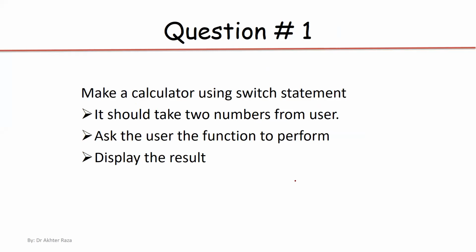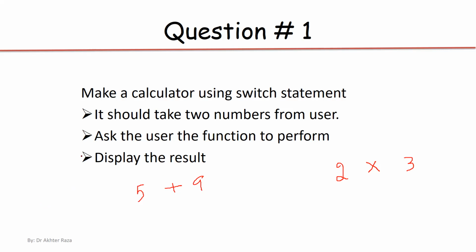Now we have a complete program here. Make a calculator using the switch statement. It should take the two numbers from the user, ask the user the function to perform, and display the result. Suppose you want to say 2 multiply by 3, so the multiplication should be done. You can do 5, this is the user input, plus is the user operator, 9. Then plus will be 2, and so on.